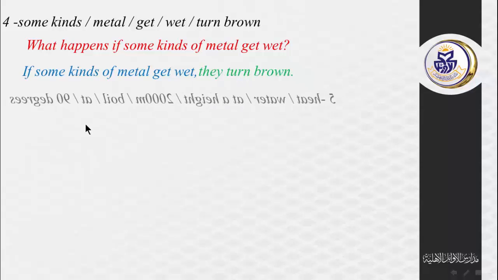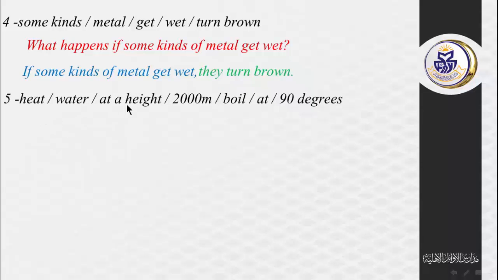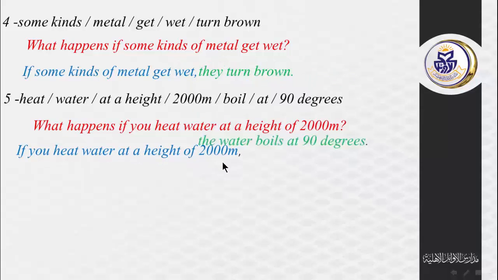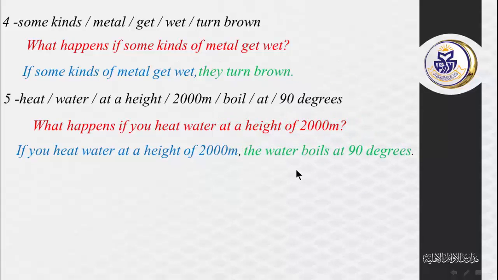Number 5, heat water at a height of 2000 meters, boil at 90 degrees. What happens if you heat water at a height of 2000 meters? If you heat water at a height of 2000 meters, what's the result? The water boils at 90 degrees.